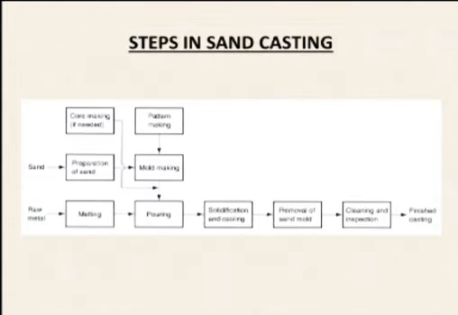These are some of the steps in sand casting. We prepare the sand, which is generally silica sand, combined with binders, and molasses is added to make it usable. Then, if needed, core making, pattern making, and mold making. Then the raw material is melted in a furnace, and the molten metal is poured, followed by solidification, cooling, removal of the sand mold, cleaning and inspection, and the finished casting. These are the steps in sand casting.